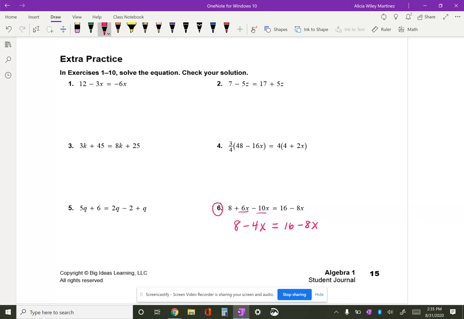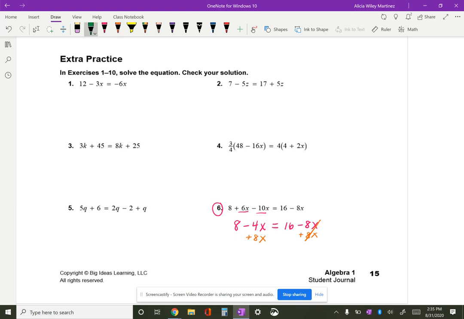From here, I'm going to move my terms with variables on one side and terms with just numbers, which we call constants, to the other side. So I'm going to move my variables by adding 8x to both sides. You can do this part in your head, like I've mentioned before. That will cancel out the negative 8x on the right-hand side.